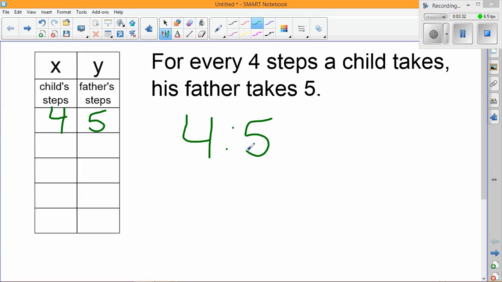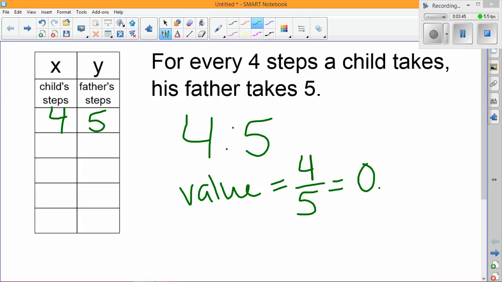If I find the value of the ratio, 4 divided by 5, I will get 0.8 or 8/10. And that means that for every ratio I put in the table, I would like to get the value of 0.8. So the way we do this is we multiply by 2, then multiply by 3, then multiply by 4, then multiply by 5.